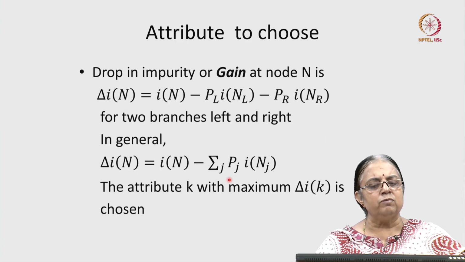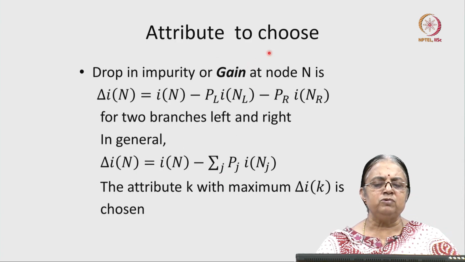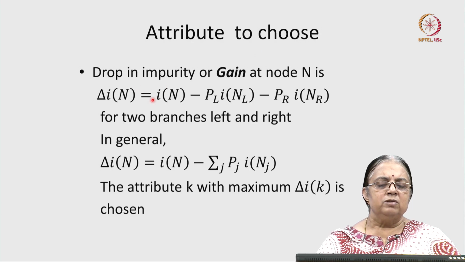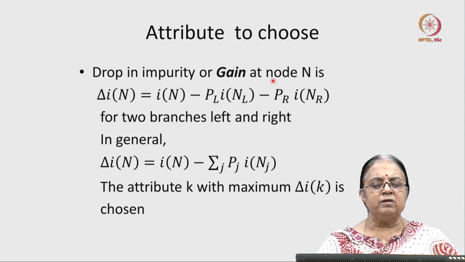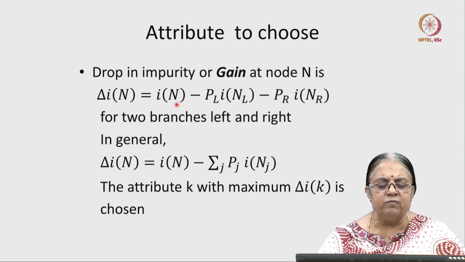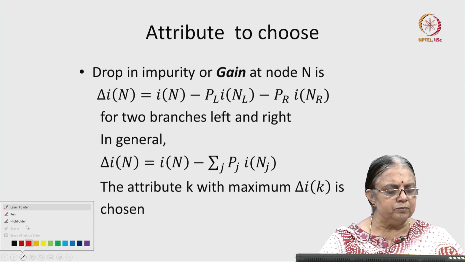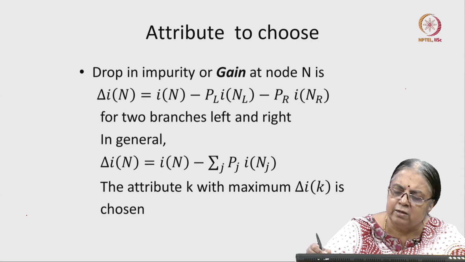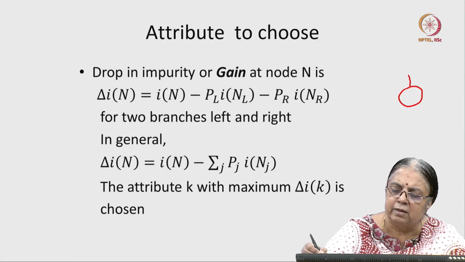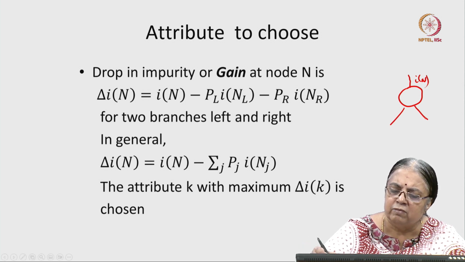So, let us see how we go about doing this. How do we choose an attribute here? We found the IN, right. You have to find the delta IN, which is actually the drop in impurity, and it is also called the gain at a node n. What you are getting here is basically the IN over here, and suppose you have a left branch and the right branch. We are talking about INL and INR here.